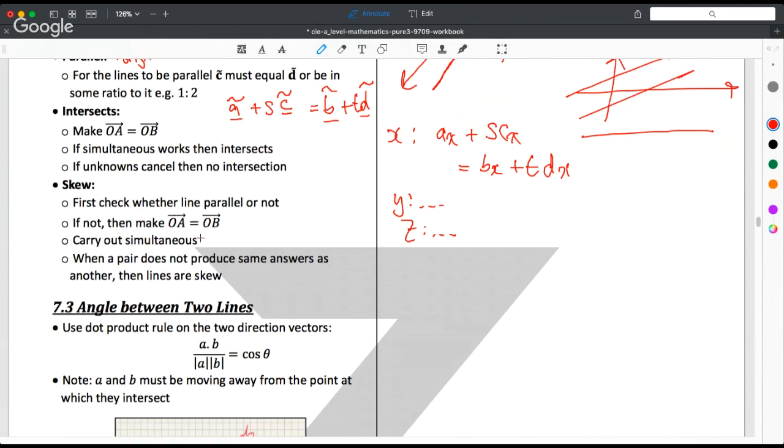Then you set them equal to each other. Then you carry out the simultaneous equations. And then if you can't get a solution, that means the lines are skew. That means they don't intersect. So even though they're not parallel, they never intersect each other, which can't happen in 2D. So if you imagine two lines, they're not pointing in the same direction, but if this one passes under this line, then they're still never going to intersect each other at any point, even though they're not parallel.